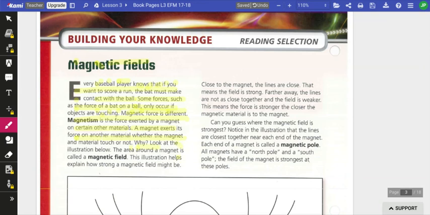Why? Look at the illustration below. The area around a magnet is called a magnetic field. This illustration helps explain how strong a magnetic field might be.